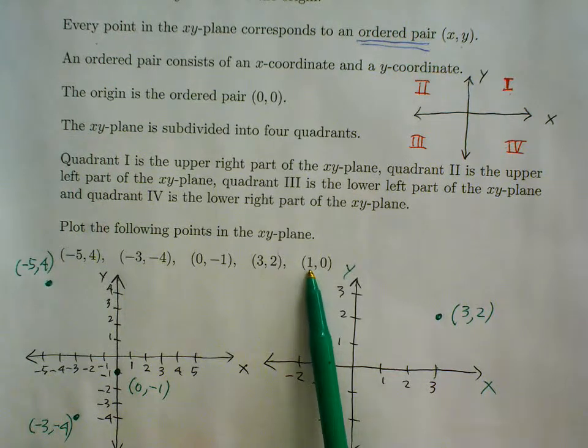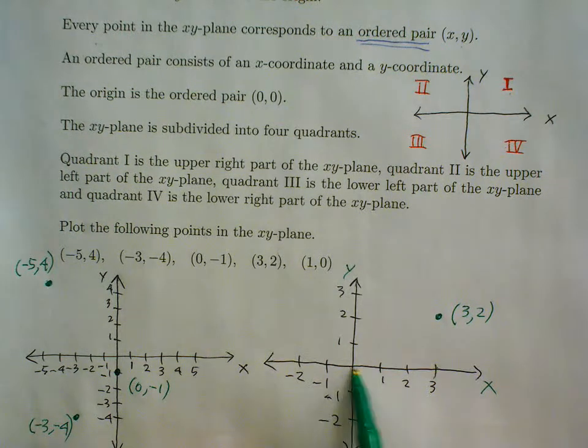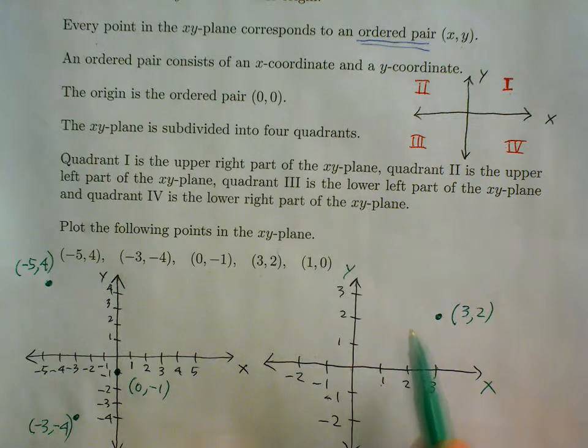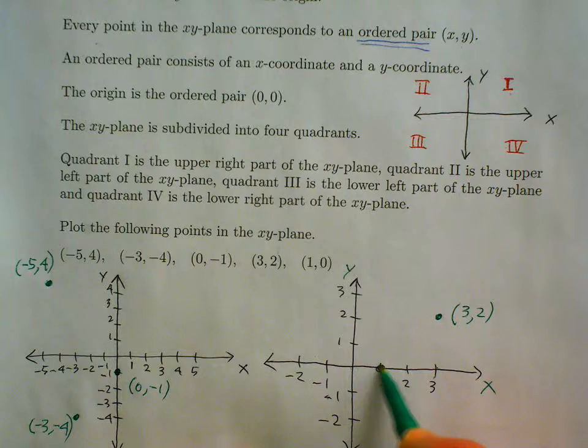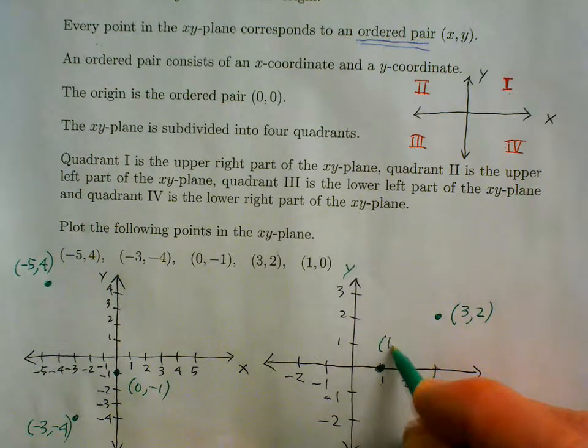So the x-coordinate is 1, so we move to the right 1 to x equals 1. The y-coordinate is 0, so this point stays on the x-axis. This is the ordered pair 1, 0.